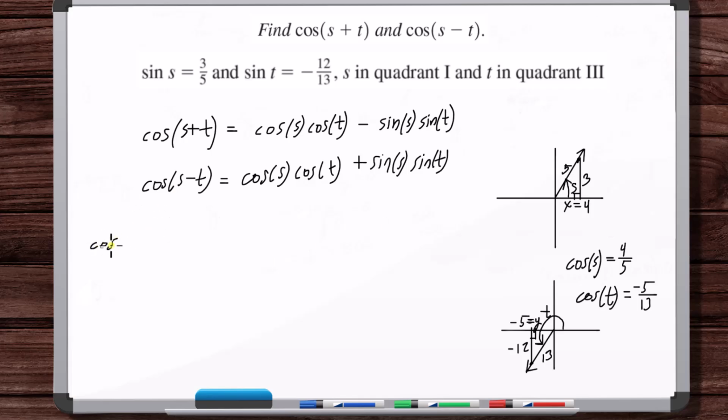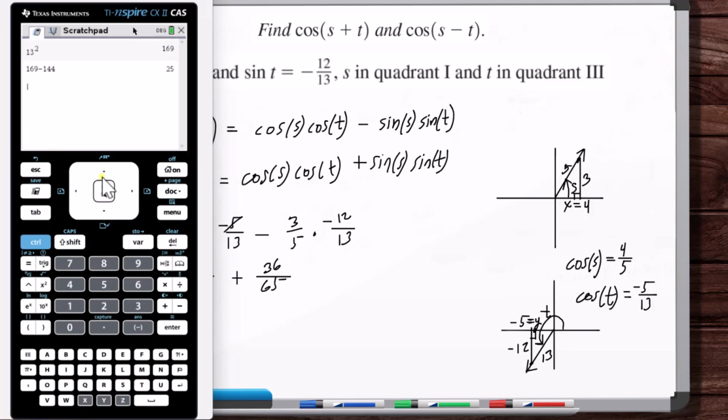Now for cosine of s plus t, we just plug everything in and simplify. So cosine of s times cosine of t, minus sine of s, which is 3/5, times sine of t. That gives minus 4/13 plus 36/65.